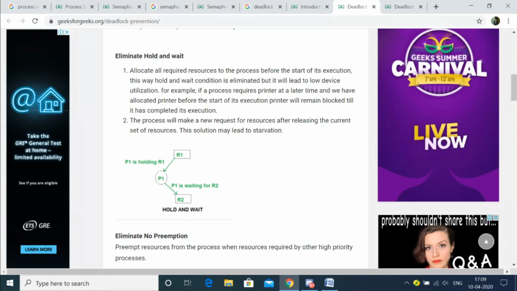Then eliminate circular wait. Here each resource is given a specific numerical number. Accordingly, the process can request the resources in increasing or decreasing order of those numbers. Deadlock avoidance, there is an algorithm for that. Tomorrow probably I'll do it. It's a very big one, so I'll check.